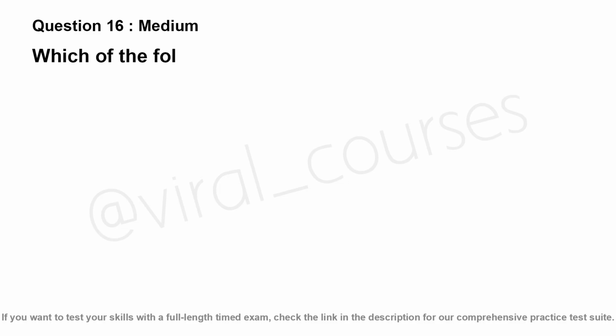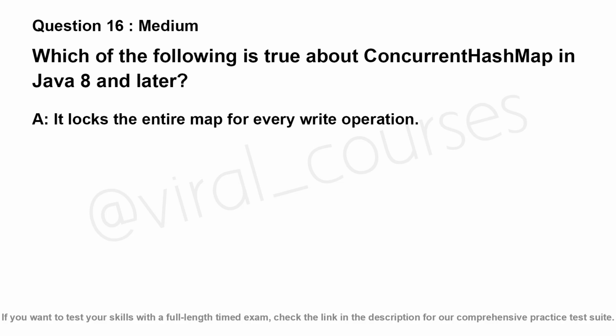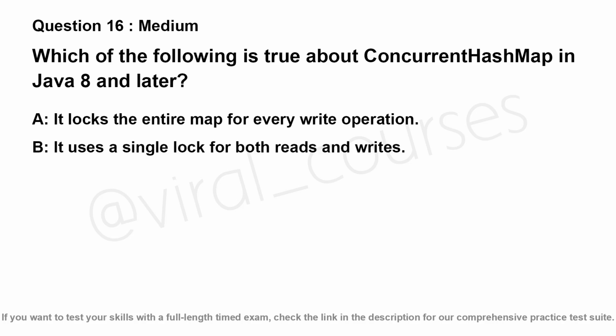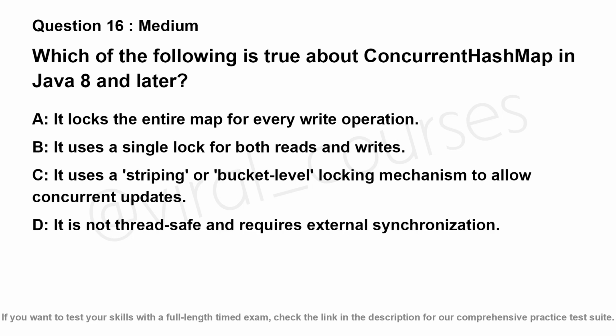Which of the following is true about ConcurrentHashMap in Java 8 and later? Option A. It locks the entire map for every write operation. Option B. It uses a single lock for both reads and writes. Option C. It uses a striping or bucket-level locking mechanism to allow concurrent updates. Option D. It is not thread-safe and requires external synchronization.